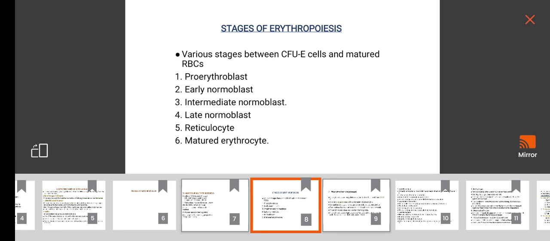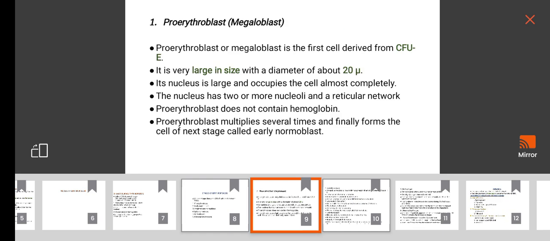So the stages occurring between the colony forming unit and the matured RBCs are: one is pro-erythroblast, second early normoblast, third intermediate normoblast, fourth late normoblast, fifth reticulocyte, and finally it becomes a matured erythrocyte. Let us learn about them one by one. The first stage is pro-erythroblast. It is also known as megaloblast.